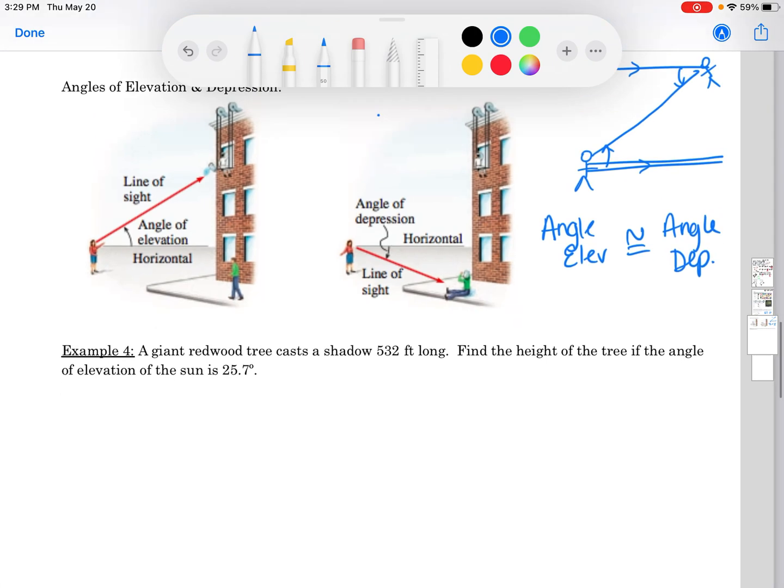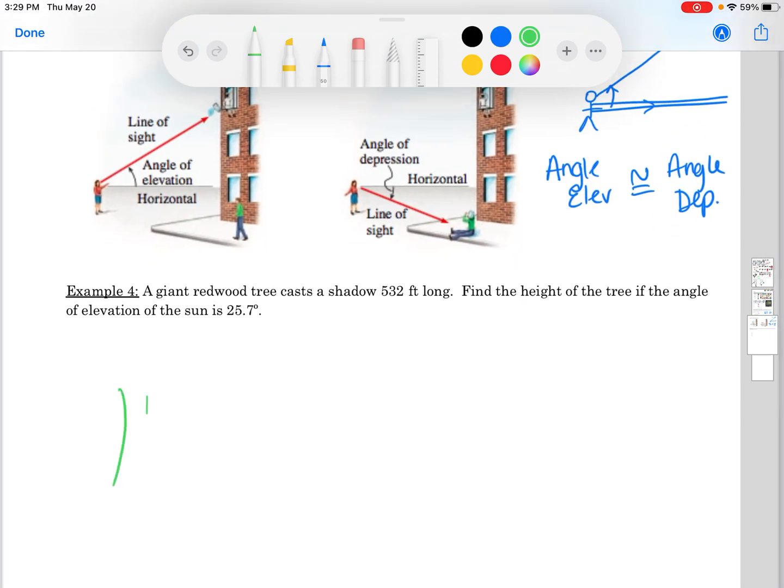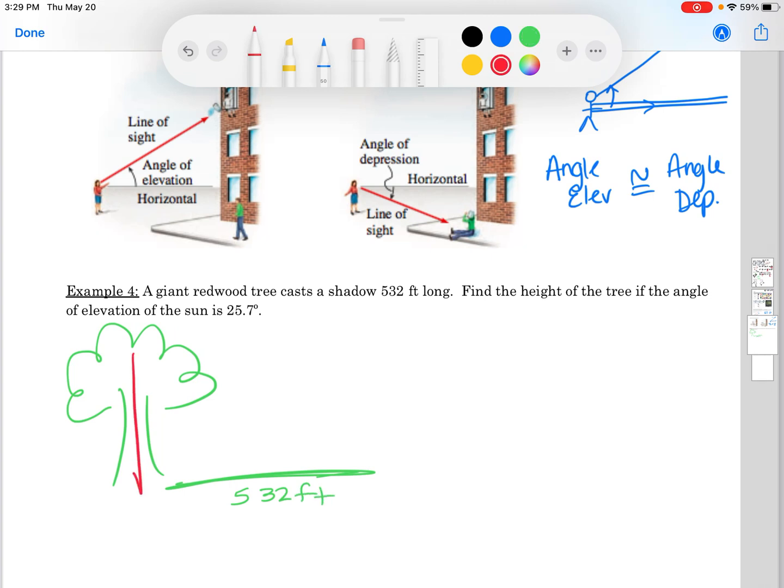All right, so it says that a giant redwood tree, I like to draw pictures for these, though I'm not very talented. A giant redwood tree casts a shadow of 532 feet long. Find the height of the tree. All right, that's what we want, is h. If the angle of elevation of the sun, meaning the sun is going to shine down and create that shadow, is 25.7 degrees.